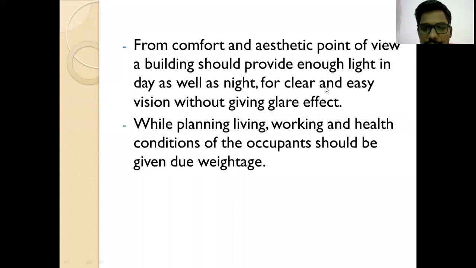Then after that, we also have to concentrate on the health conditions of the occupants while doing the planning, and we have to give due weightage to it. Okay, so this was about comfort and convenience.